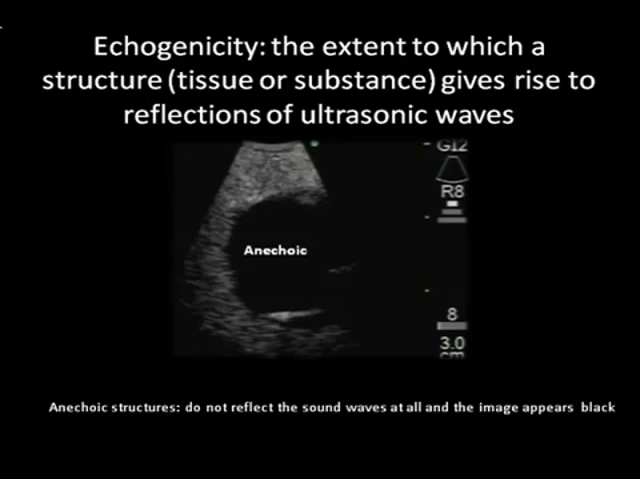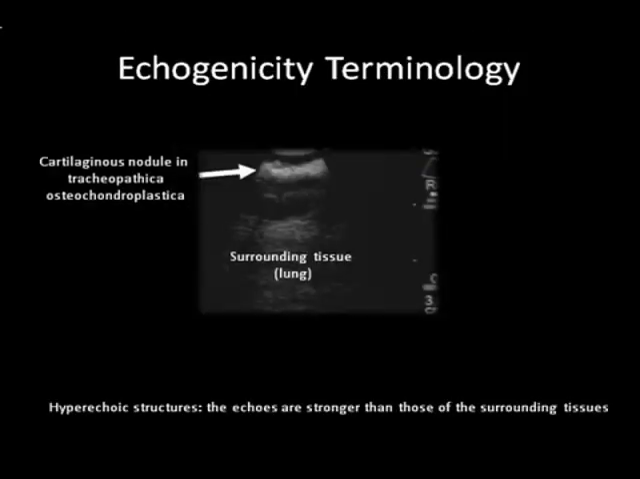Ultrasound images are displayed on what is called a gray scale. The echogenicity of various tissues is defined by the amplitude of the reflected ultrasound wave. In this figure, the round structure is a blood vessel, which does not reflect sound waves at all. The structure is called anechoic.